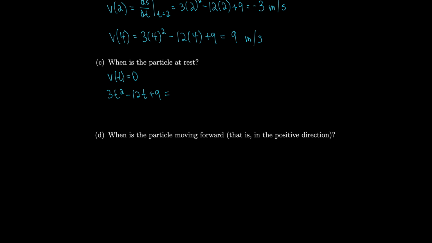But we can factor that, take out the 3. So it's 3 times t squared minus 4t plus 3, which is the same as 3 times t minus 1 times t minus 3. So we want that to be equal to 0. So that happens when t is either equal to 1 or t is equal to 3. So that means that the particle will be at rest after 1 second and after 3 seconds.